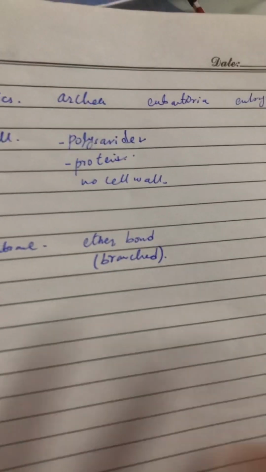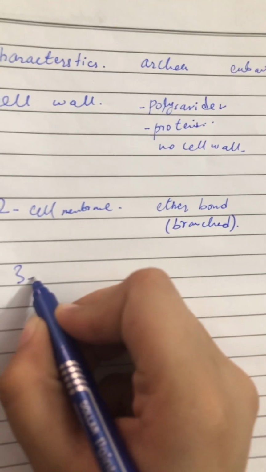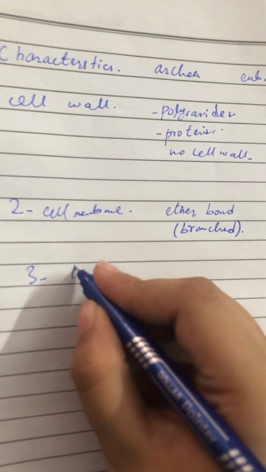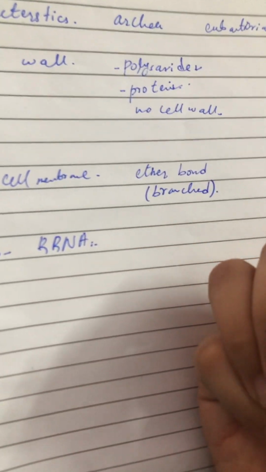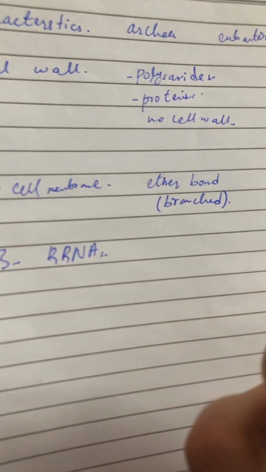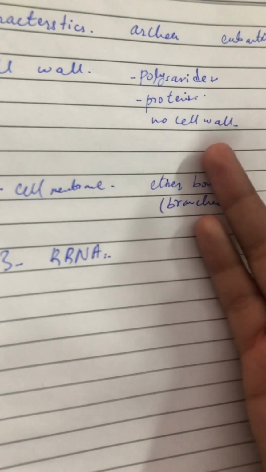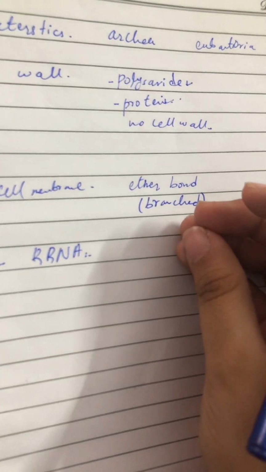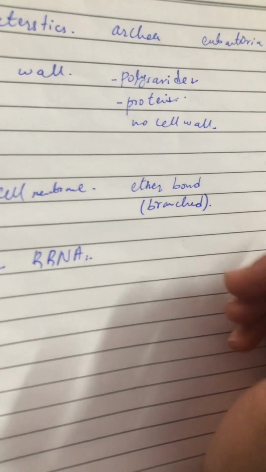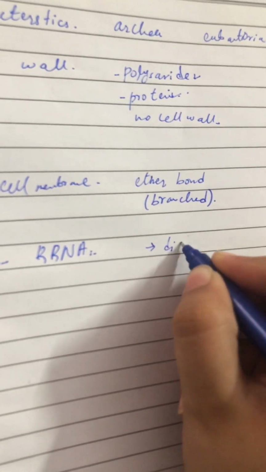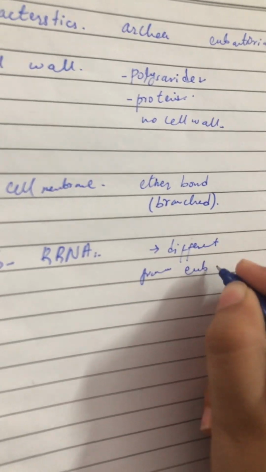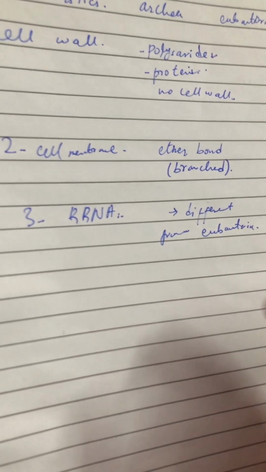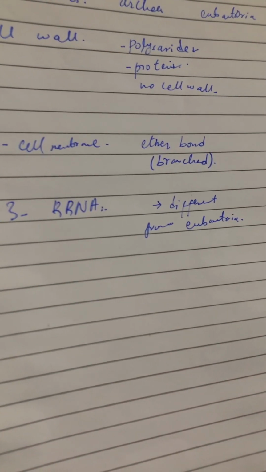After that, the third character is rRNA, ribosomal RNA. If we talk about rRNA in Archea, it is different from the Eubacteria. After that, we talk about RNA polymerase.